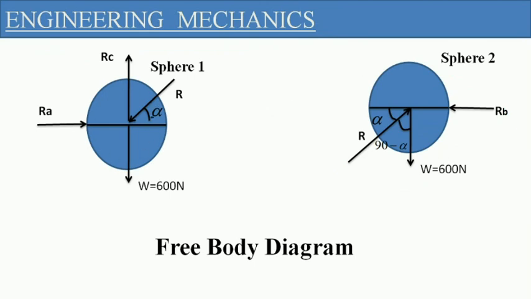So here is our sphere 1, and here we are marking this center C1. Just for understanding purpose, I'm drawing sphere 1 here. So C1 is the center of sphere 1, and the first force which we are going to draw is the weight of the sphere. So first force will act in vertically downward direction. So this W will be 600 Newton in vertically downward direction.